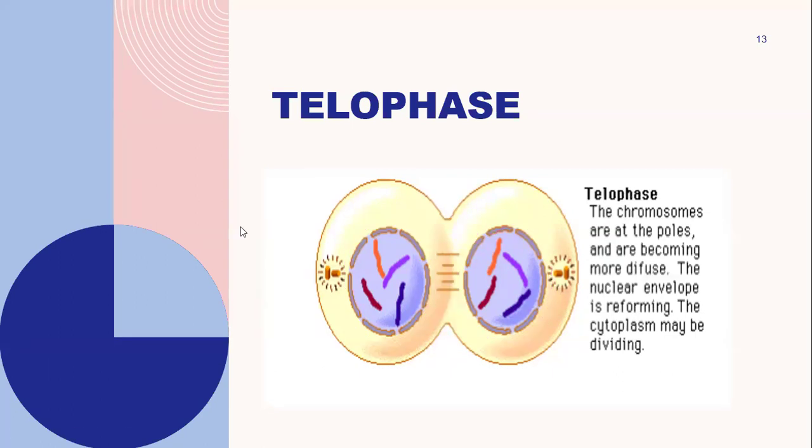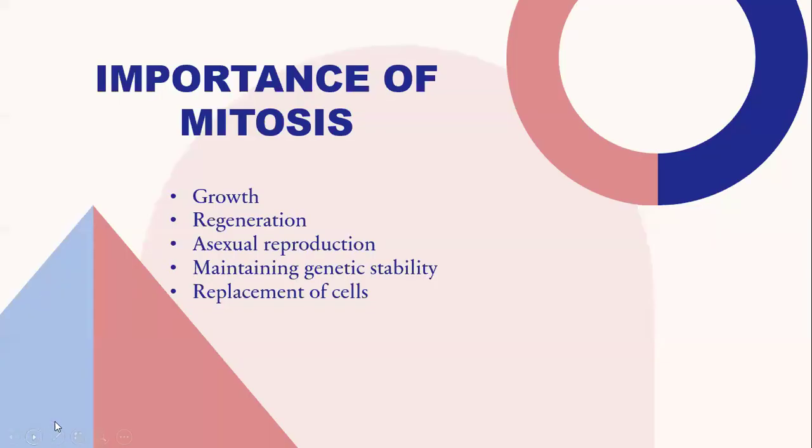So we have looked at the stages of mitosis. What then is the importance of mitosis? So mitosis is important for growth. It's important for regeneration, for asexual reproduction, for maintaining genetic stability, as well as replacement of cells.